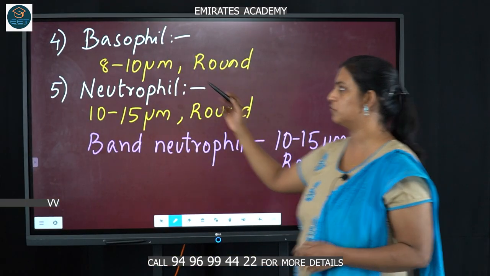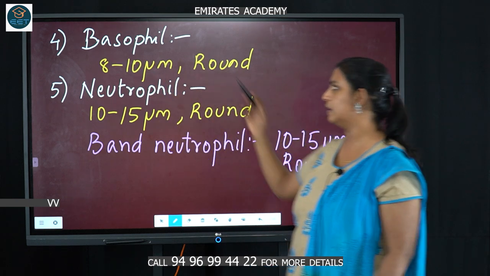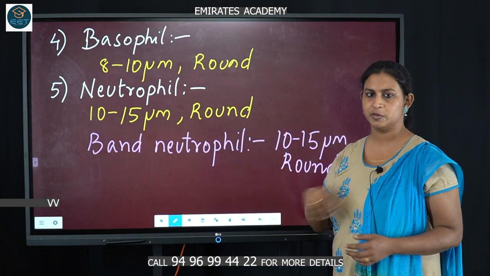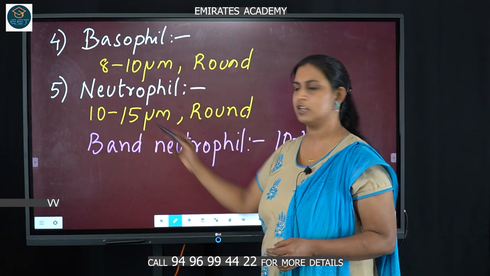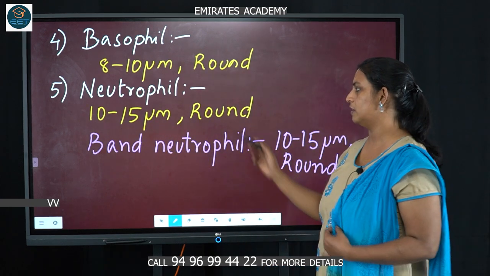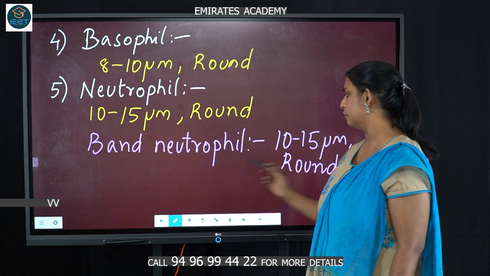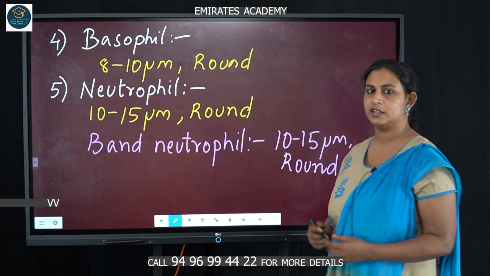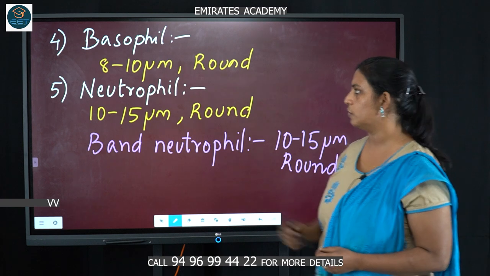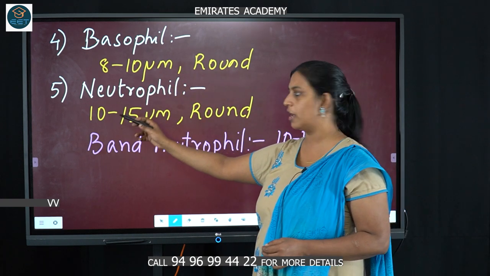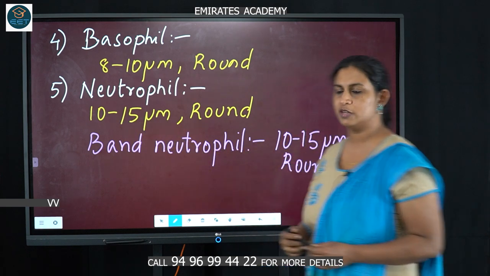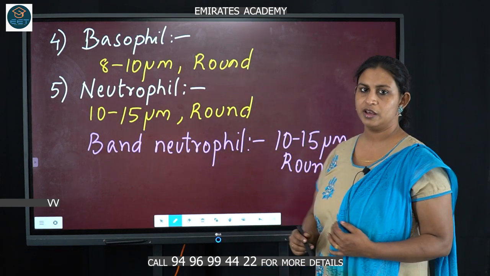Let's look into a basophil. Basophil size would range from 8 to 10 micrometers, and it is round. Neutrophils are between 10 to 15 micrometers, and round. Then band neutrophil is between 10 to 15 micrometers, and that's also round. So basophils would be 8 to 10 micrometers. Neutrophils are a little larger, between 10 to 15 micrometers, and both of them are round.